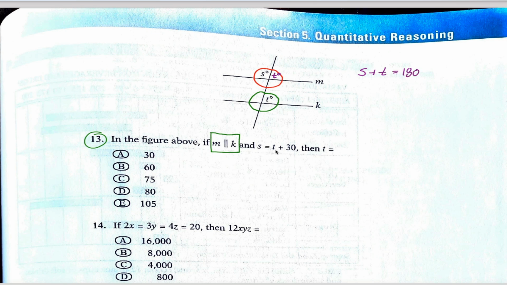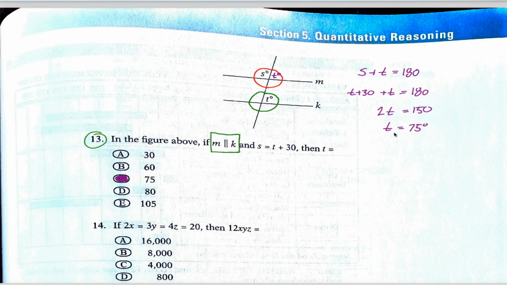I'm told that S equals T plus 30. So instead of writing an S right here, I could write T plus 30 plus T equals 180. And now all that I have to do is solve for T. If I subtract 30 from both sides of the equation, I'd have 150 over here. And then I got this T plus this T, so I have 2 of these T's. Divide both sides by 2. I get T is equal to 75 degrees. Looks like the correct answer is answer C.